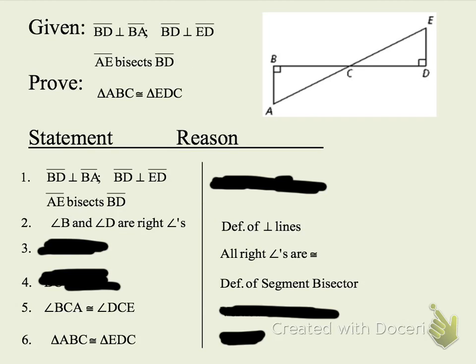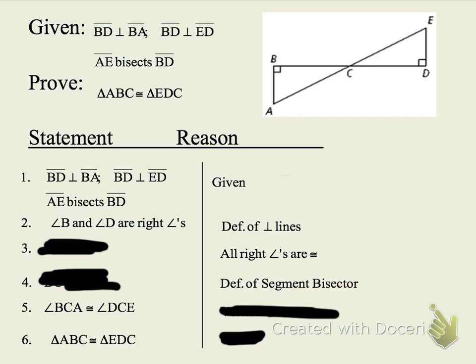Okay, so now we have perpendicular bisectors, because if we remember, these little pictures here show me that we have perpendicular bisectors. So we're going to have some things that are congruent. Okay, so we always start with our given statement. So our given statement is BD is perpendicular to BA. BD is also perpendicular to ED. And we also say AE bisects BD.